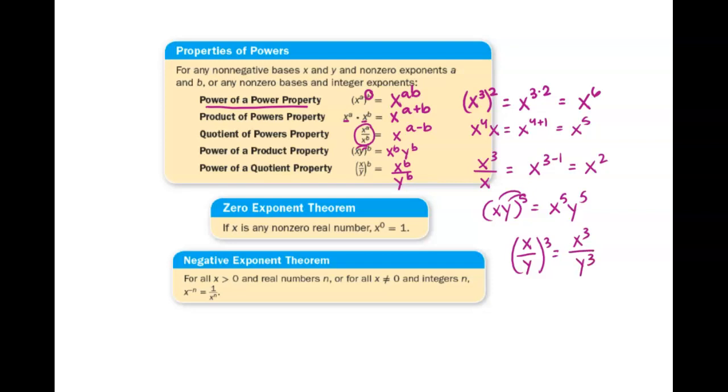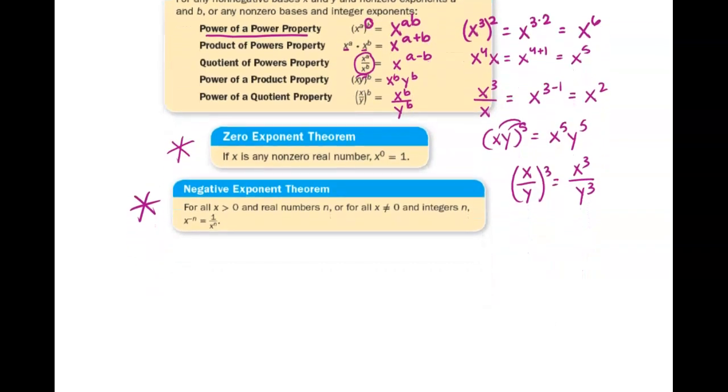If x is any non-zero real number, x to the 0 is 1. So anything to the 0 power is 1. Negative exponent theorem, it's just kind of a rule. You can call it a theorem if you want. x to the negative n equals 1 over x to the n. For example, x to the negative 2nd power is 1 over x squared. 2 to the negative 3rd power equals 1 over 2 cubed, or 1 over 8.